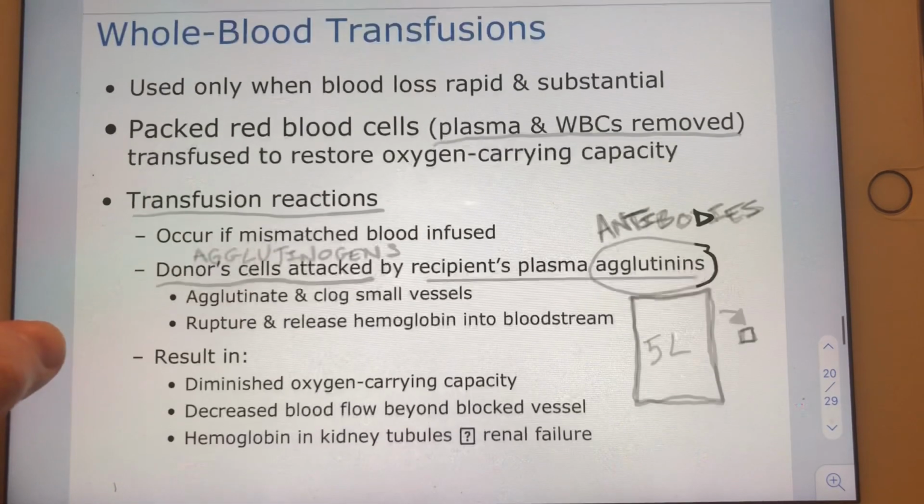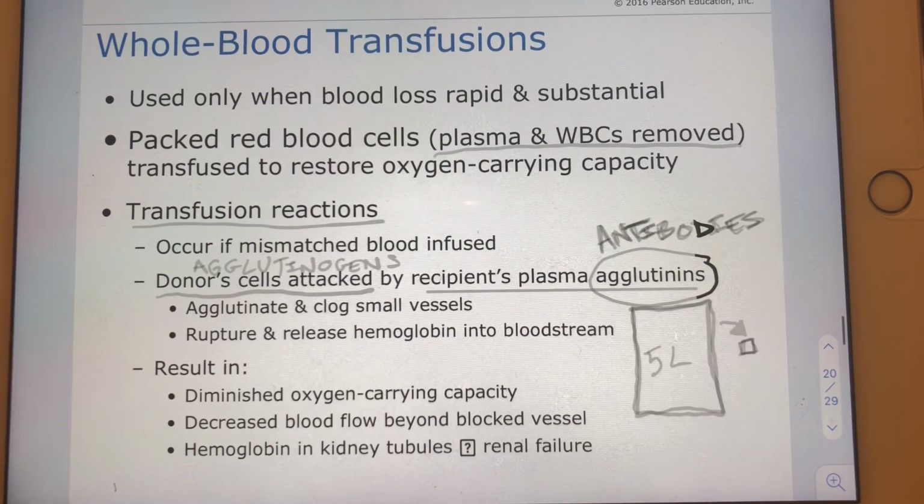When we do transfuse blood, typically we transfuse hematocrit only, so we take buffy coat and plasma out of the mix and transfuse just what are often referred to as packed erythrocytes, often because the patient's own hematocrit is low and that compromises their oxygen carrying capacity.